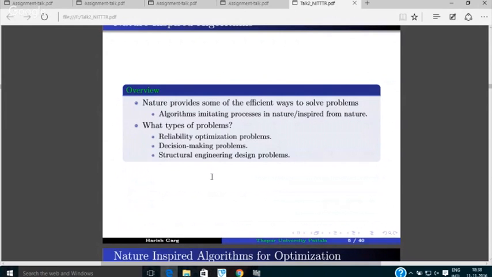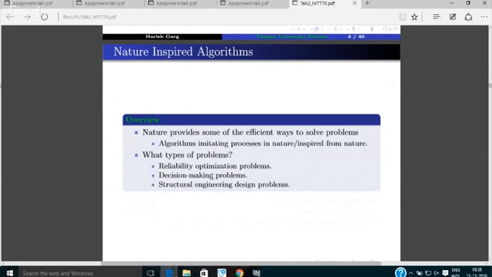So what is the overview of this nature-inspired algorithm? Nature provides some efficient ways to solve problems. All of you have seen a flocking of birds, fishes in the pond moving in a group. The ants are moving on the road in a group. And if one diverts its path, all divert their path in the same direction. It is not possible that if some ant is moving on the right hand side, the others move on the left hand side. All are moving in the same parallel direction.